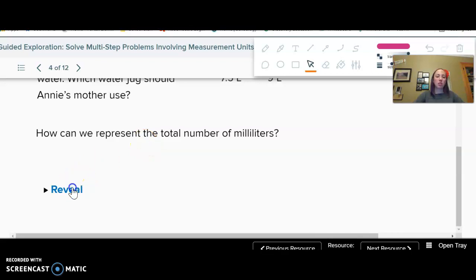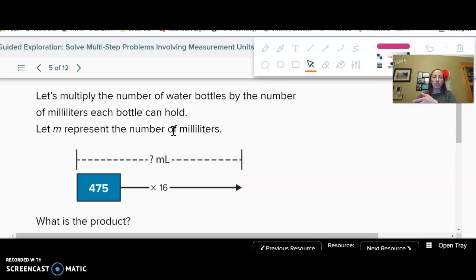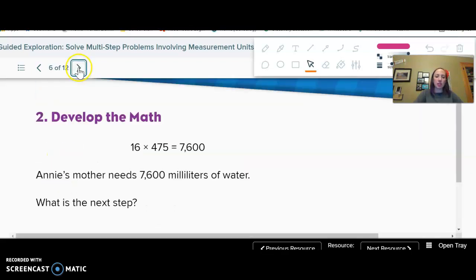All right. We can multiply, which we did, right? We're repeating that 475 16 times. There's another way I could draw a picture of it. I drew some bottles. You could also think of it in terms of just like a bar model. Once we do it, 7,600.